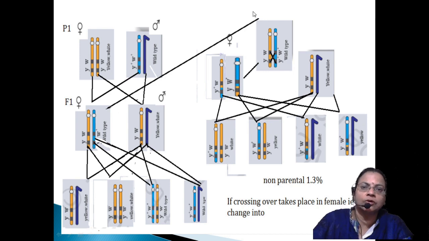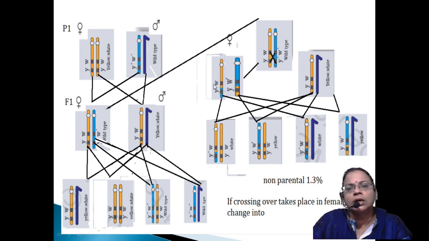Suppose the crossing over takes place between these two X chromosomes at the time of gamete formation. That means these two genes will cross over. As a result, what will happen? This is the possibility I have represented without crossing over, with this gametic combination. If the crossing over takes place, the gametes can be of two different types. That is, here you see Y plus going with W plus, that means this gene will shift to this side. This gene will shift to this side.